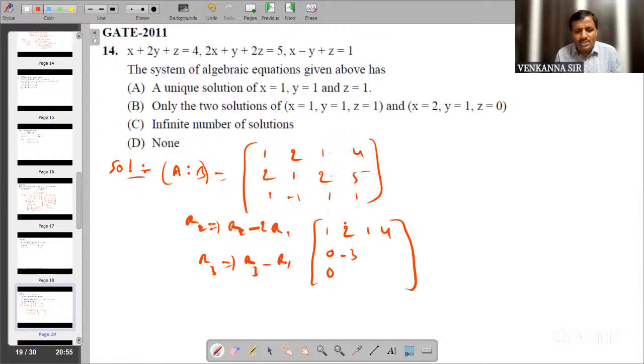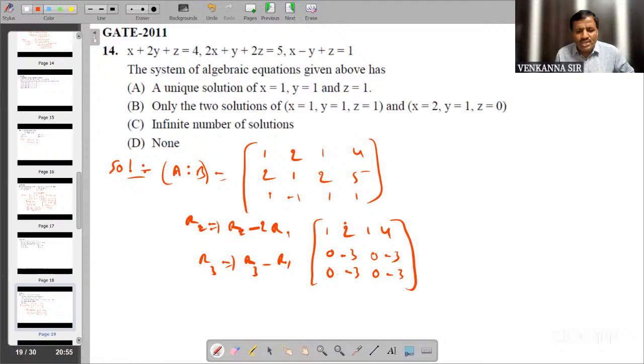R2 minus 2R1: 2 1 2 5 minus 2 times the first row. 2 minus 4 minus 2. 2 minus 2 is 0. Then 5 minus 8 is a minus 3. Then R3 minus R1 gives 0, minus 3.